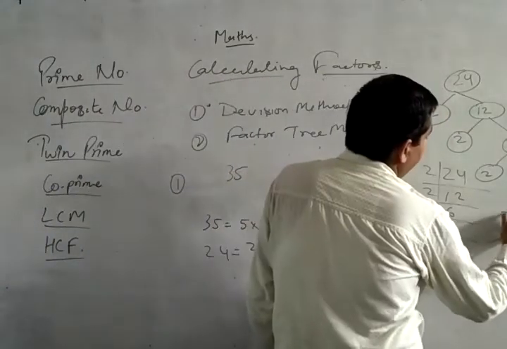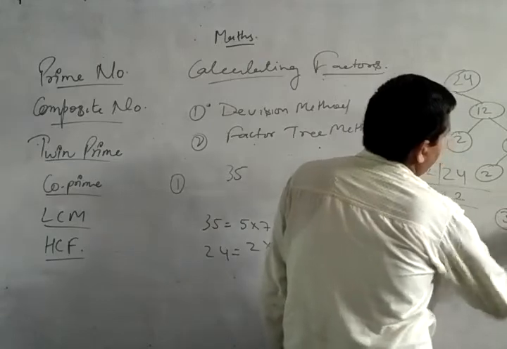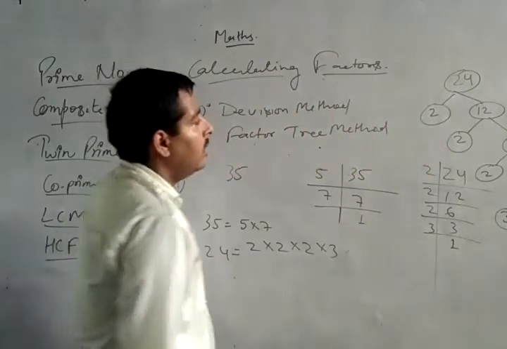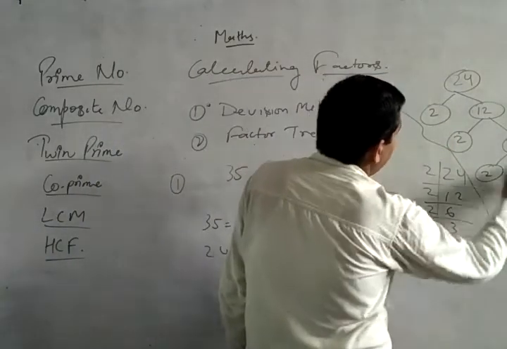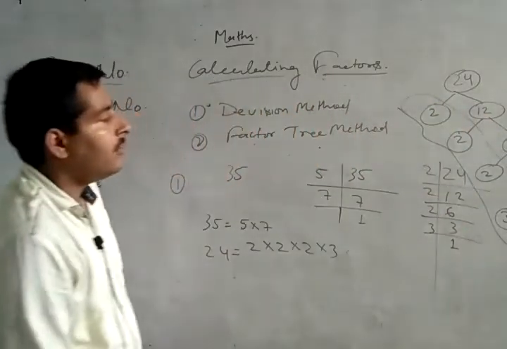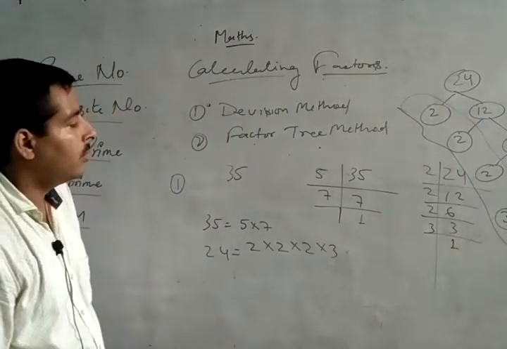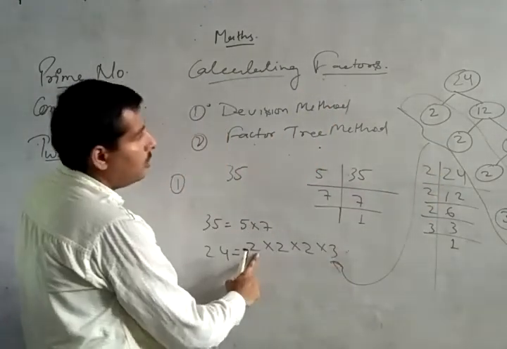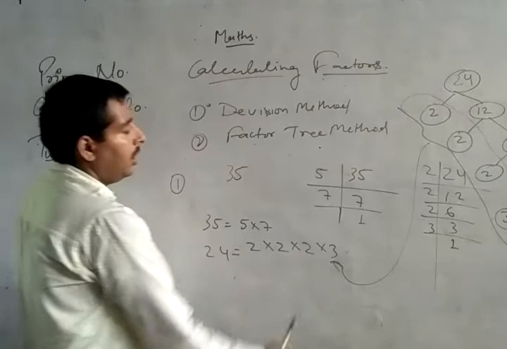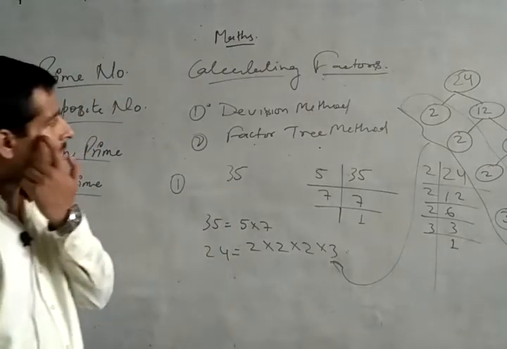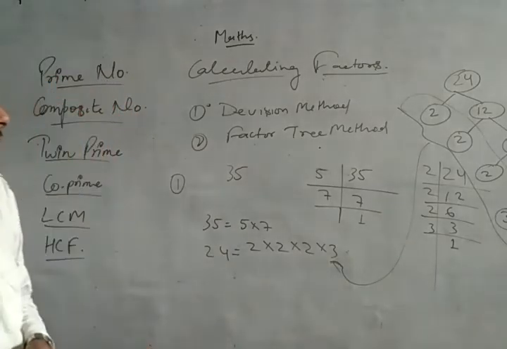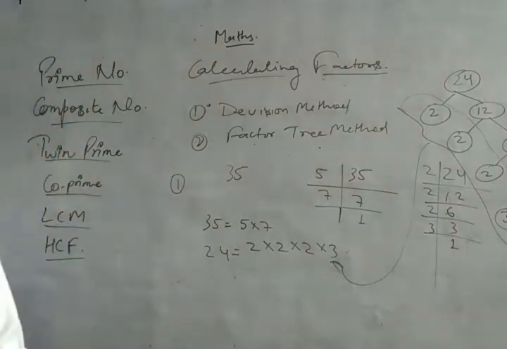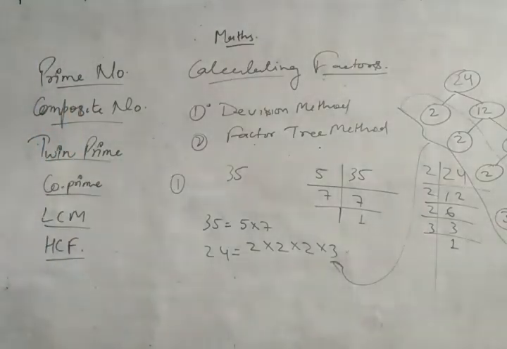Again, if we divide by 3, we will get 1. Means the numbers which are written in left hand side are the factors of the 24. Here we can see that the numbers are 2, 2, 2 and 3. These are two methods to calculate the factors of any number. Now, what we have to do? We have to go and study the LCM and HCF.